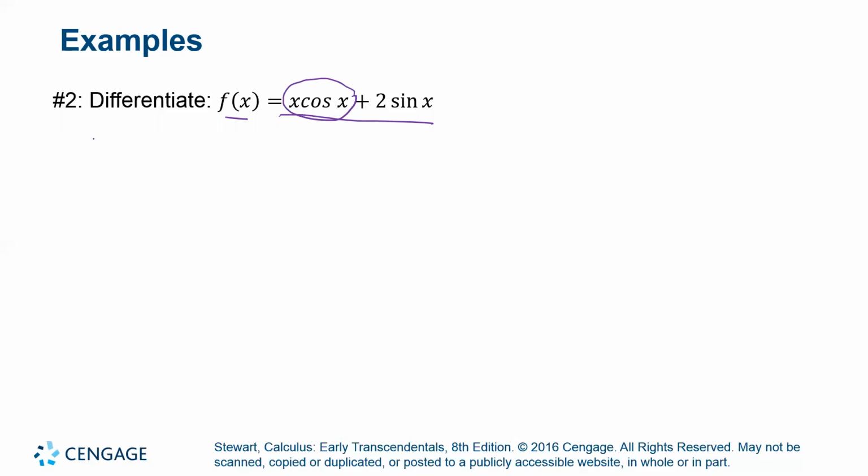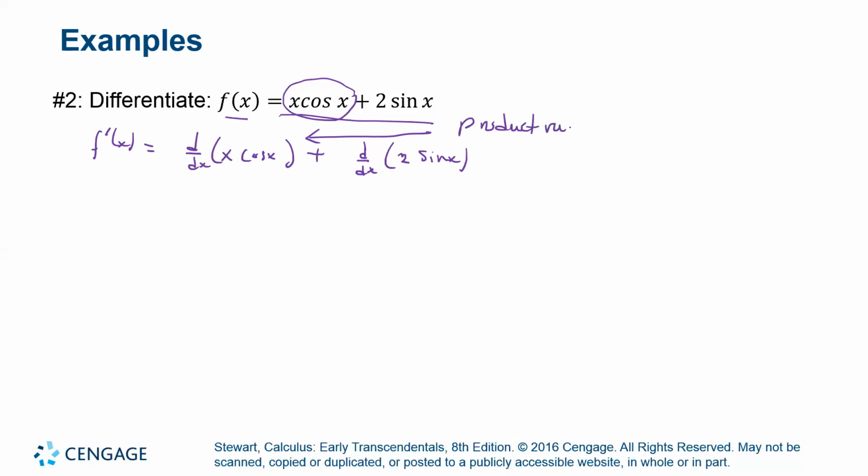So what's the derivative of what? The f. So f prime of x is equal to the derivative of x cosine x plus the derivative of 2 sine x. Now we're going to use the product rule on this one. Use the product rule.